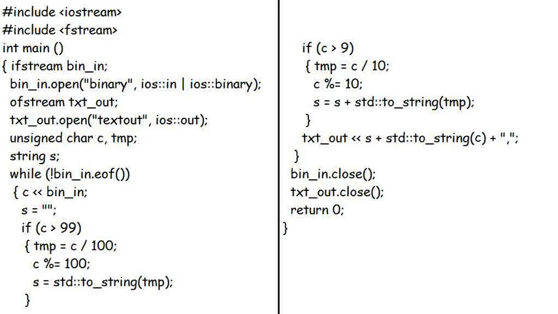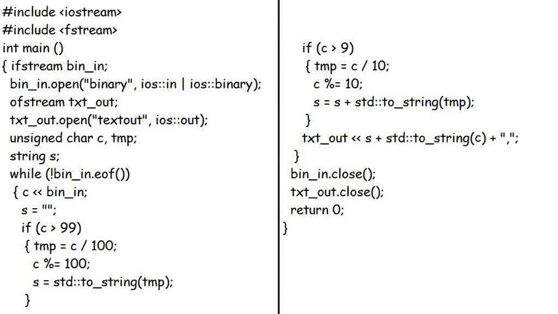Variables c and tmp are unsigned characters, which is how you specify 8-bit unsigned numbers in C++. C holds the byte values as they are read in from the file, and TMP holds the individual digits as they are stripped from the beginning of C. C is tested to see if there's a 100th digit. If so, TMP becomes that digit, and C loses it through modulo arithmetic. Then the procedure is repeated for the 10th digit. If there is one, TMP becomes that, and C loses it.